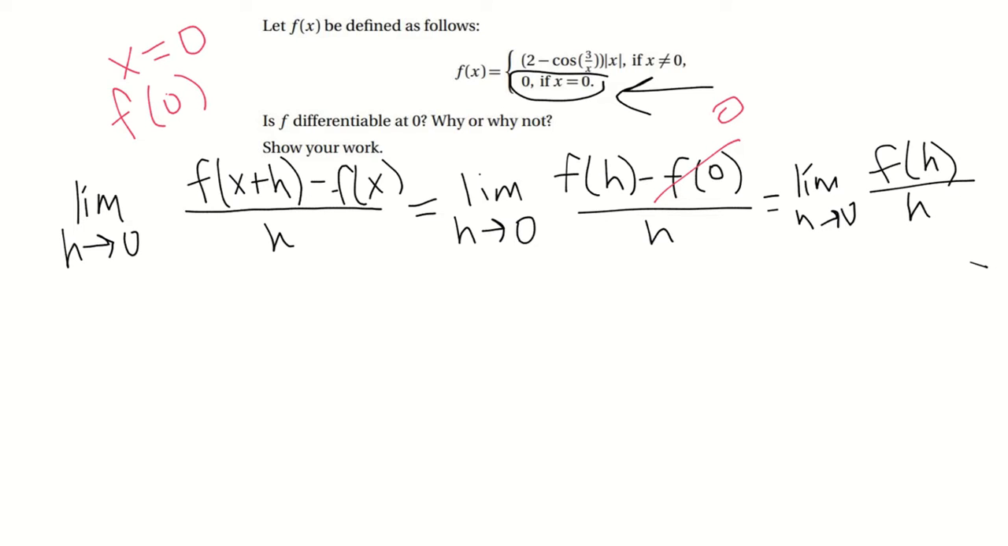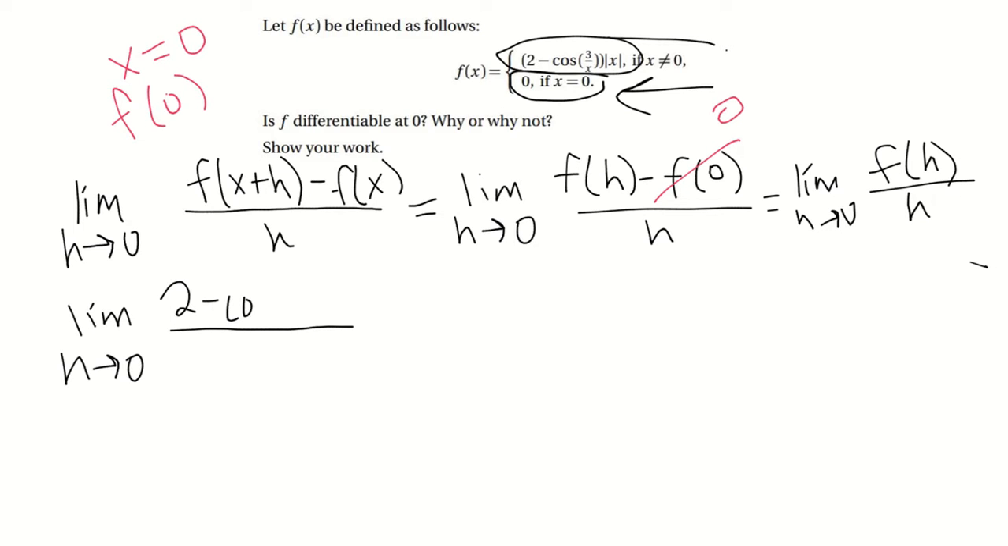Okay. And now we're looking at a limit, so we're thinking that h is not 0, so let's plug in this function with h. So f of h into this right here. Okay. Limit as h goes to 0 of 2 minus the cosine of 3 over h times the absolute value of h over h.